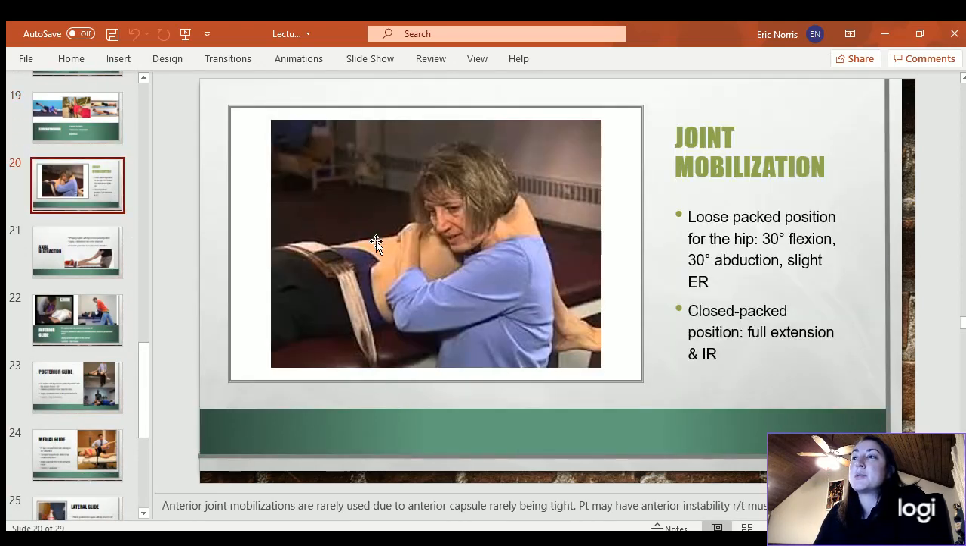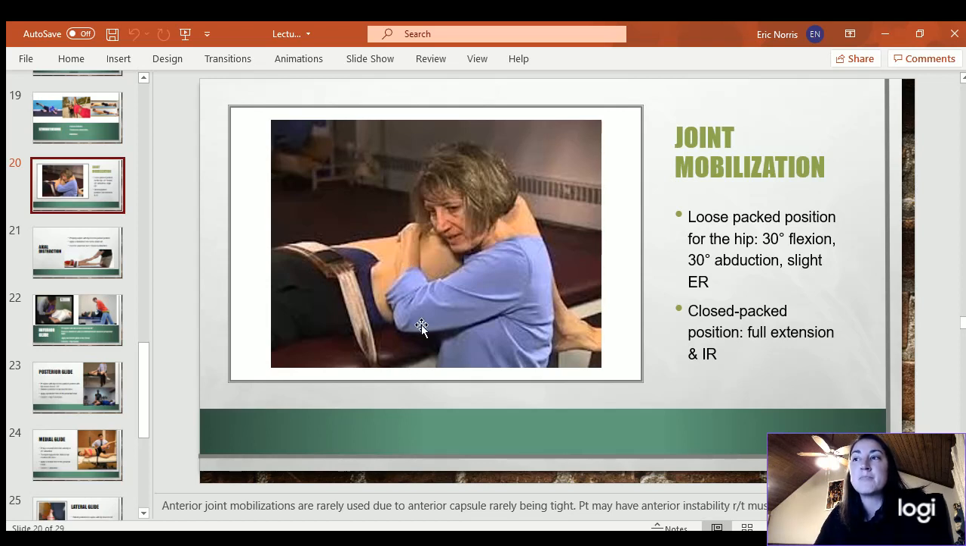All right, so the loose pack position for the hip is 30 degrees of flexion, about 30 degrees of abduction, and slight external rotation. So this lady looks real happy about having the patient's leg hanging out in the loose pack position on her shoulder, but 30 degrees of flexion, 30 of abduction, and slight external rotation. The closed pack, where the joint is the closest together, is extension and internal rotation, which we don't necessarily use.